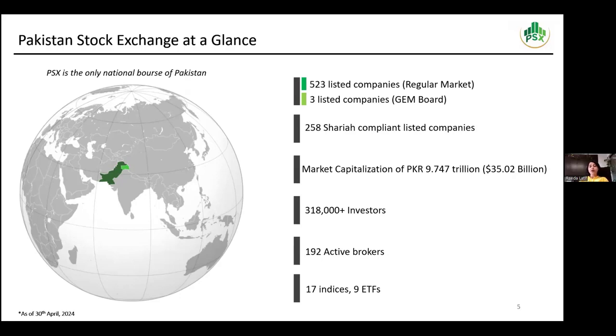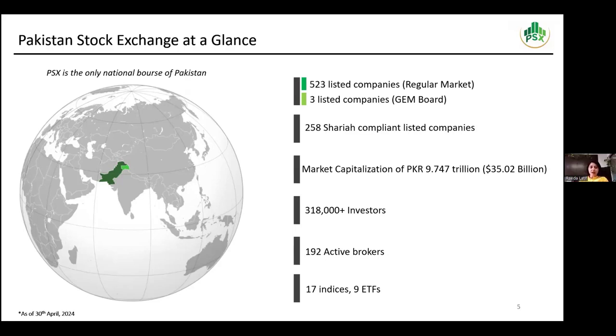Out of all these, there are 258 companies which are Sharia compliant, which means that these companies conduct their business activities according to the rules and regulations of Sharia. And these companies are also regularly vetted by the Sharia scholars of Meezan Bank, which are also on the stock exchange panel.